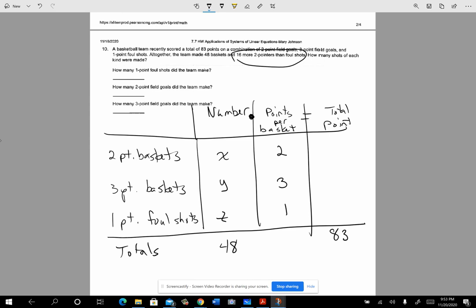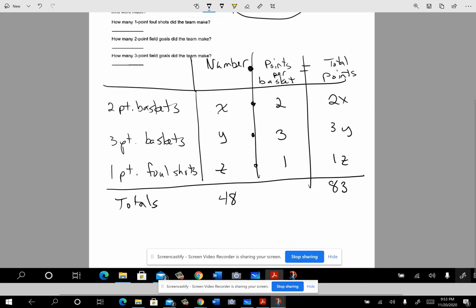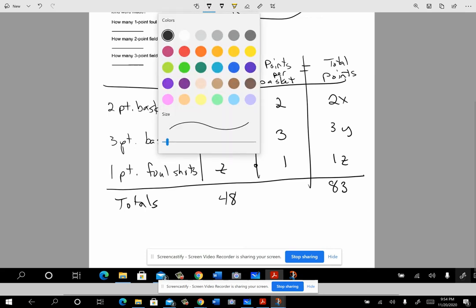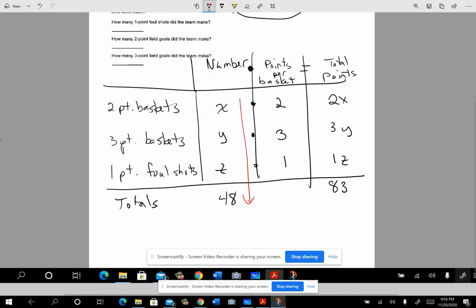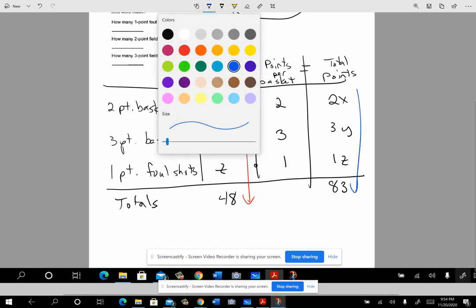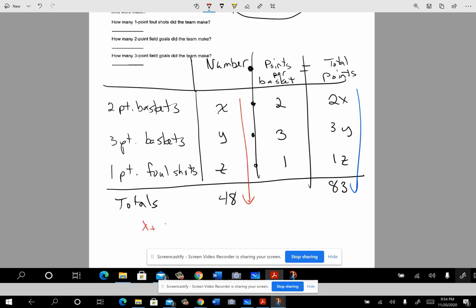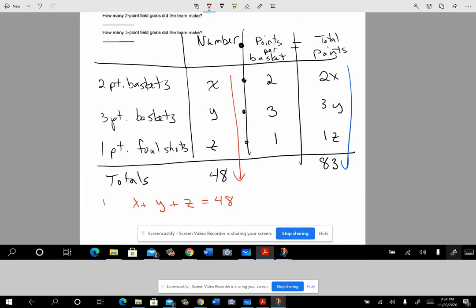Okay. So that means 2 times X will be the total points I get from the 2-point baskets. 3 times Y would be the total points from the 3-point baskets. And similarly, 1Z would give me the total points from the foul shots I made. All right, so one equation is going to come from here. One equation is going to come from here. So we know that the number of 2-point baskets plus the number of 3-point baskets plus the number of foul shots has to equal the 48 baskets they made. All right, that'll be my first equation.